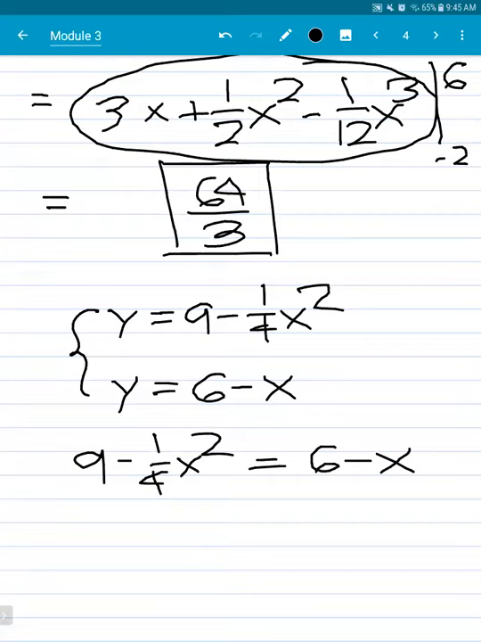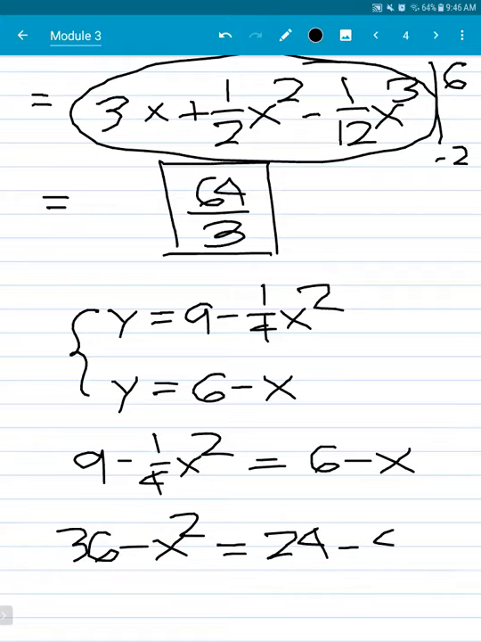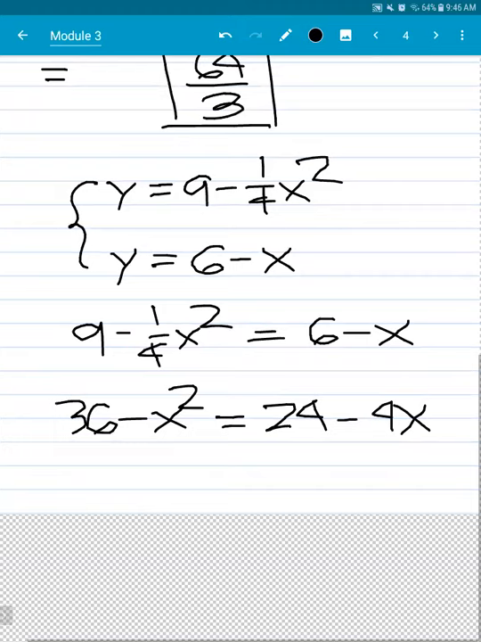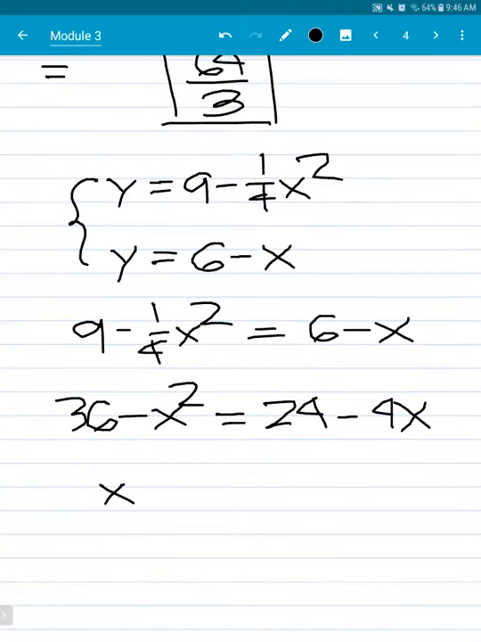Now, if you multiply by 4 to get rid of the fractions and rearrange, let me show you the next step. Let's multiply by 4 both sides. So you'll get 36 minus x squared equals 24 minus 4x. And then you rearrange and factor out the constant 4.